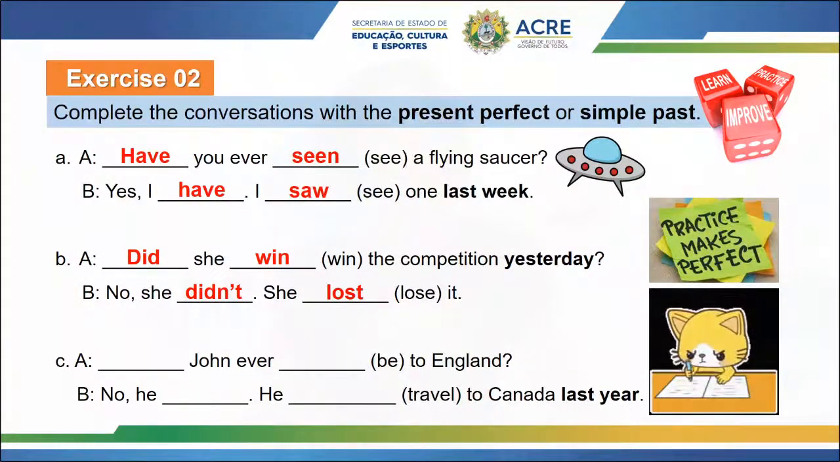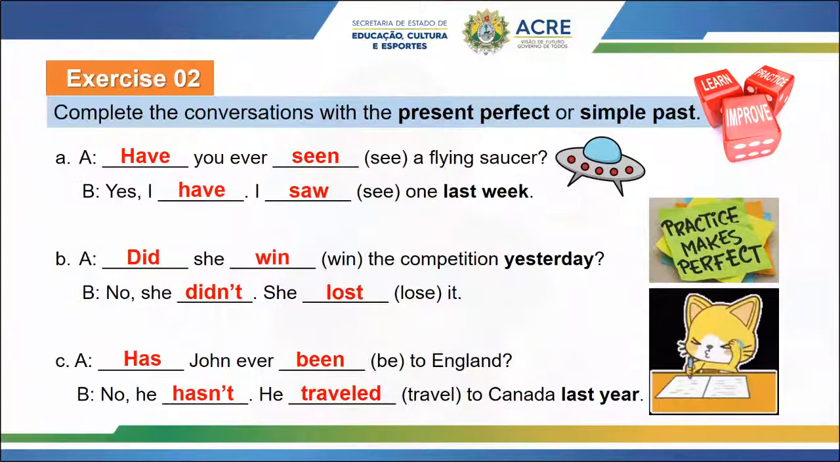Letter C, think about it. Let's check. Has John ever been to England? This question has indefinite time. That's why we are using present perfect. No, he hasn't. He traveled to Canada last year. Last year is specific time. That's why we are using simple past.